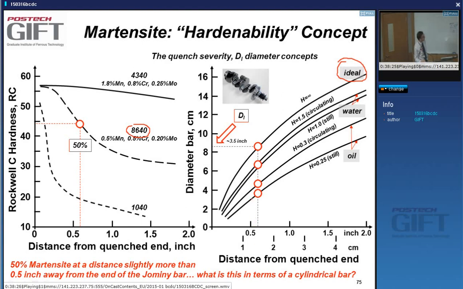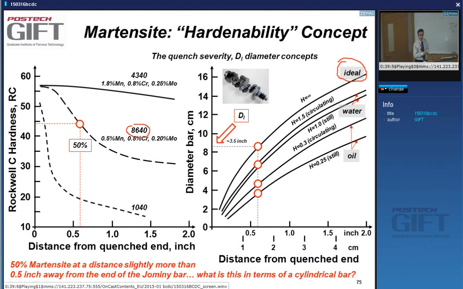So now if I do an ideal quench, this corresponds to a bar of slightly larger than 8 centimeters, so 3.5 inches. If I quench the outer surface with a jet of water, that will be a 3.5 inch diameter bar that I can have that will have 50% of martensite in the center.